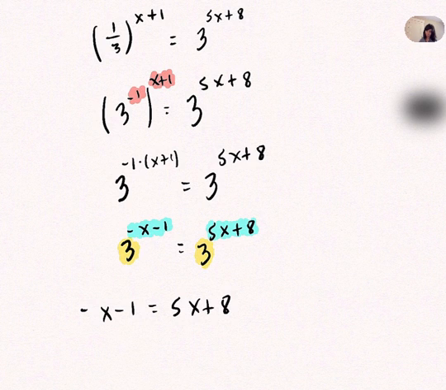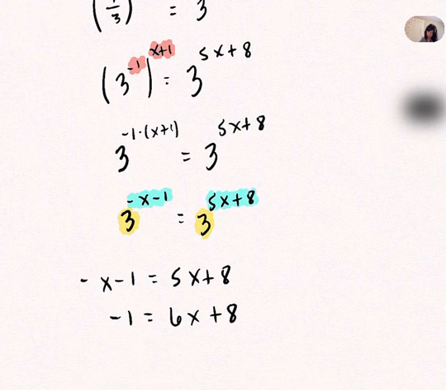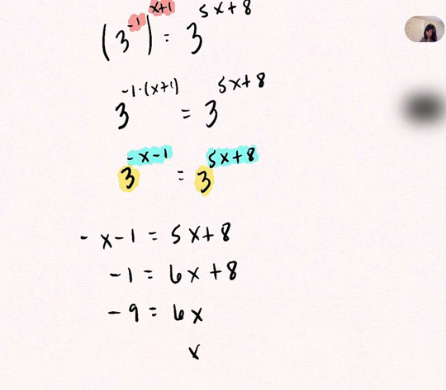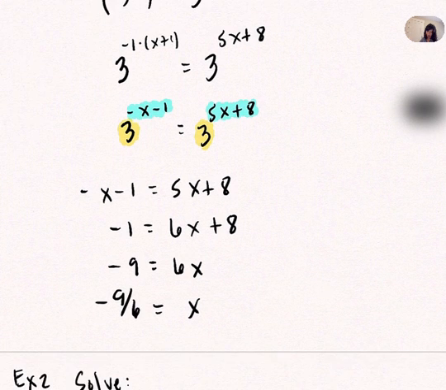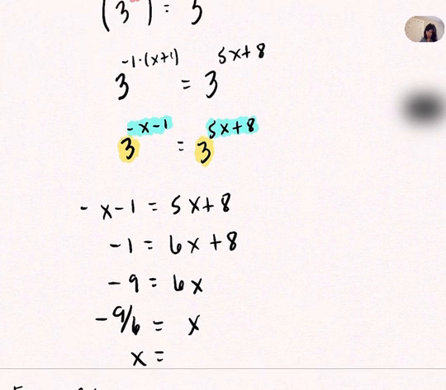I'll add x to both sides to get negative 1 equals 6x plus 8. And then I'll subtract 8 from both sides to get negative 9 equals 6x. And then if I divide by 6, I get x is equal to negative 9 over 6, or x is equal to negative 3 over 2.